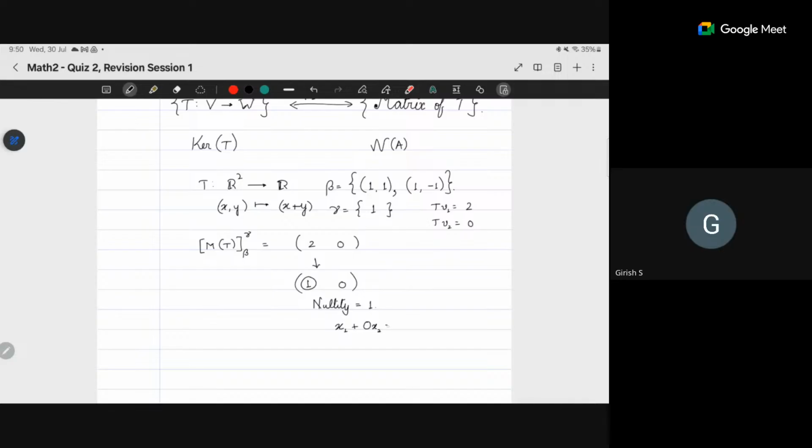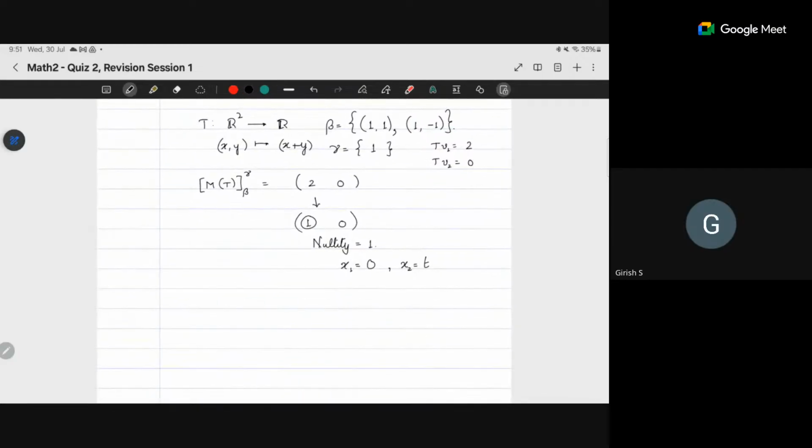x1 plus 0, x2 is equal to 0. So x1 is equal to 0 is what you get. I'm not doing the steps because I'm assuming you would do it. x2 is equal to t. So the general solution would be this. Do you agree? Yeah. So the null space of this matrix, let me call this guy A. Null space of A is points of the form (0, t), where t varies in R.